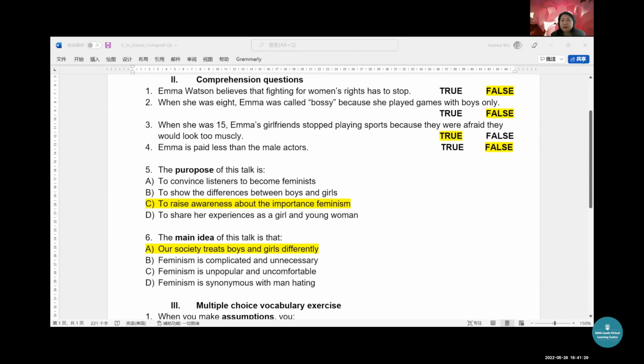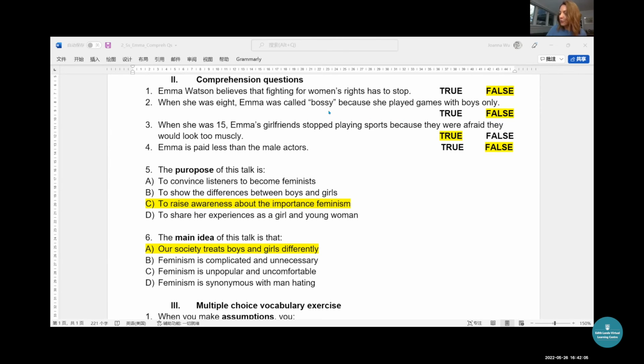And for number 1, comprehension, the question is opposite with Emma Watson's speech. So yes, false, that makes the statement false. Very good. So 1 is false. How about the second one? So the second is also false.